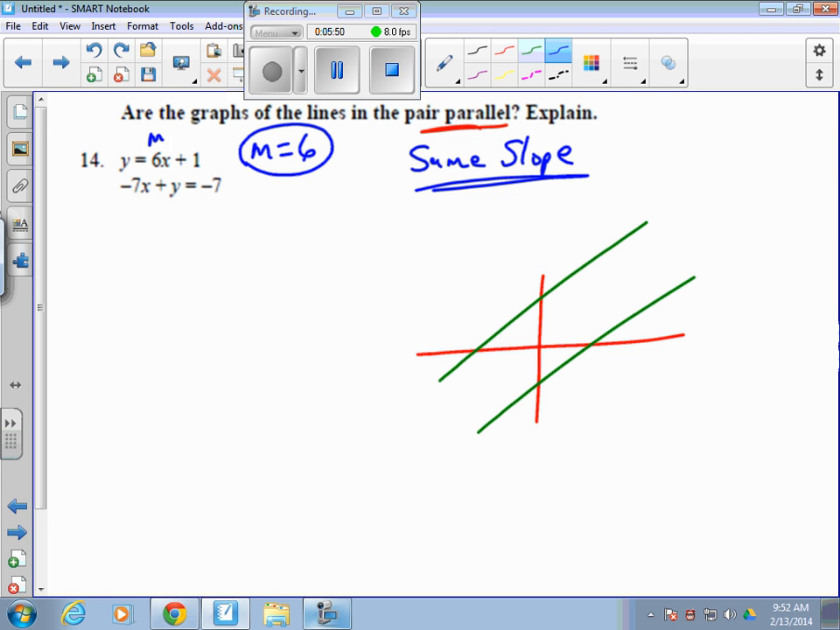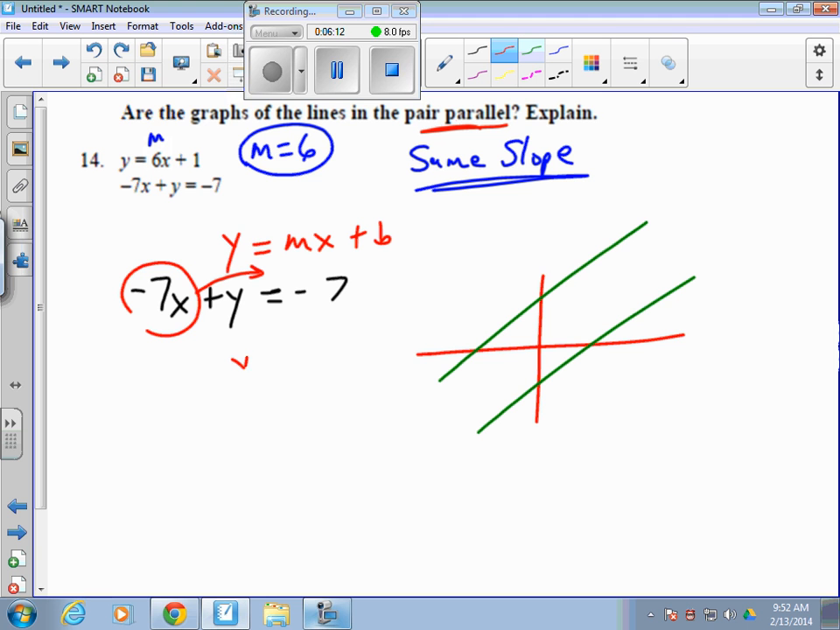6. The other equation, you can't quite see the slope as easily. We have to transform it. We have to move that equation. So you have negative 7x plus y equals negative 7. We wanted to say y equals mx plus b. We don't quite have that. We need to move this negative 7x over to the other side.